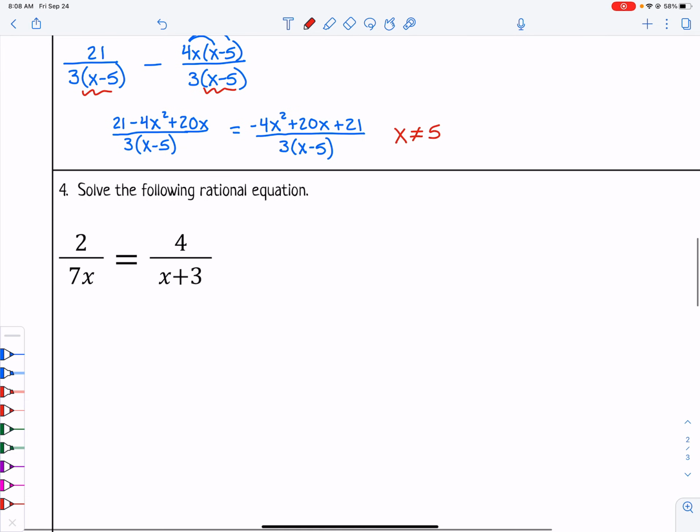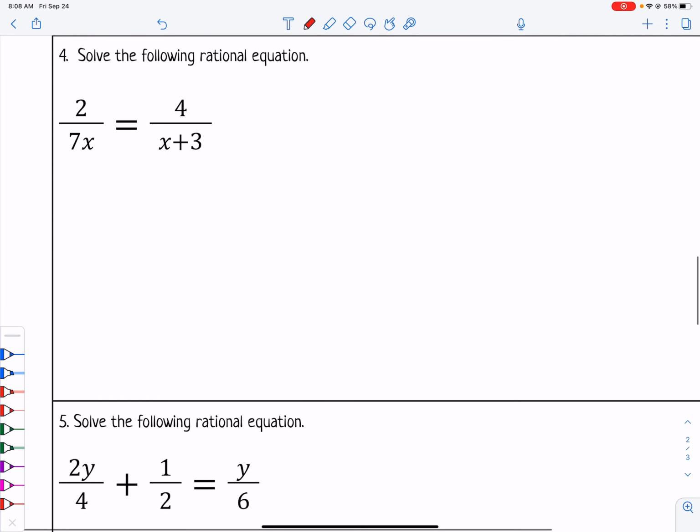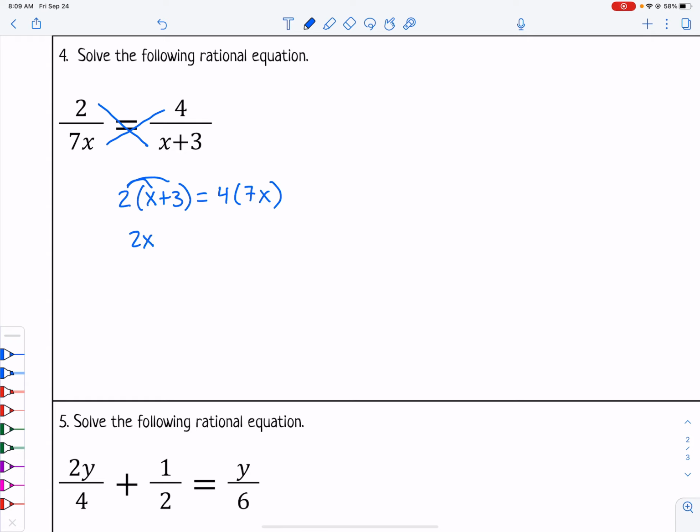All right, let's look at number 4. 4 is solving the rational equation, and it's got one fraction equal to another. So you're able to cross multiply this type, and we could say 2 times (x + 3) equals 4 times 7x. And then you just solve it from there. So let's distribute the 2. So we get 2x + 6 equals 28x.